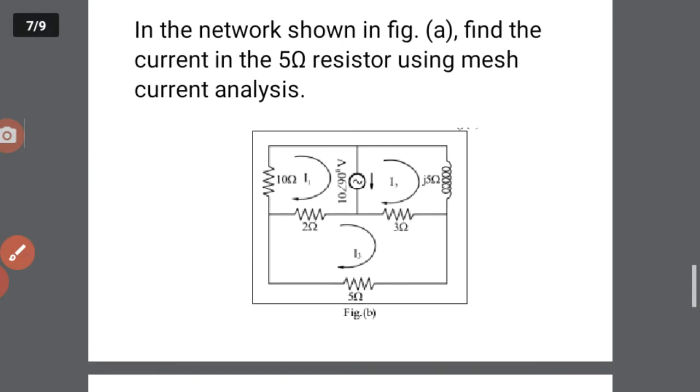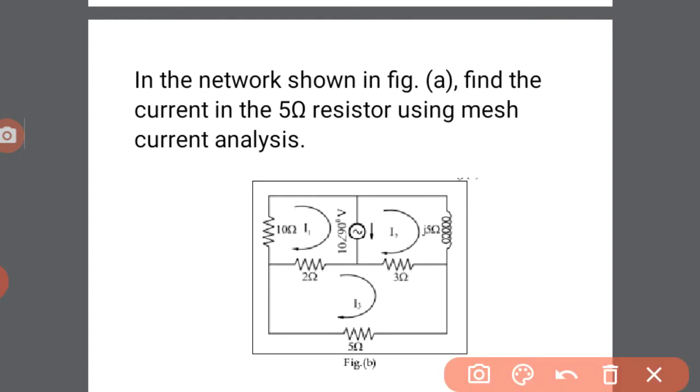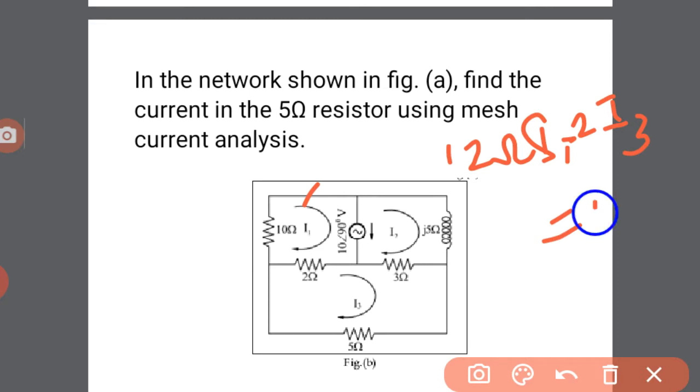Next, solve the equations. First, write down the mesh current equations. In loop 1, for I1, go through the self impedances. The self impedances are 10 ohms plus 2 ohms, that is 12 ohms into I1. Next, the 2 ohm is in between I1 and I3, so that's why minus 2 ohms into I3. The voltage is 10 angle 90 degrees. That is loop equation 1.